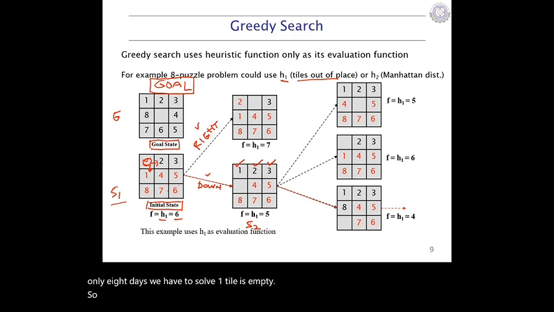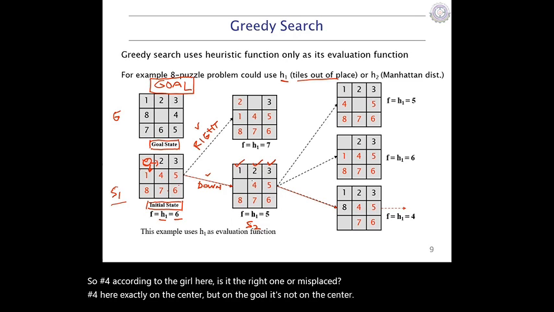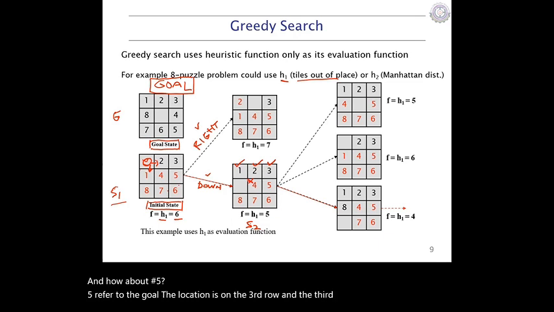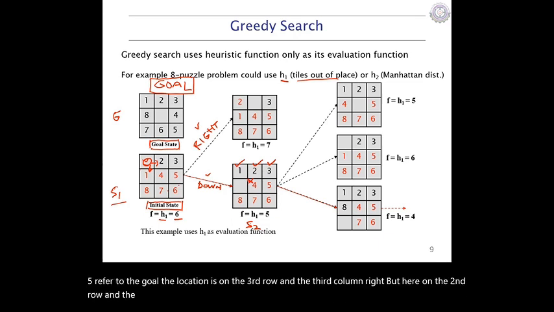So number four, according to the goal here, is it the right one or misplaced? Number four here is exactly on the center, but in the goal it is not on the center. So that means this one is misplaced, out of place. And how about number five? Number five, referring to the goal, the location is on the third row and the third column, right? But here it is on the second row and the third column. So it is misplaced again.